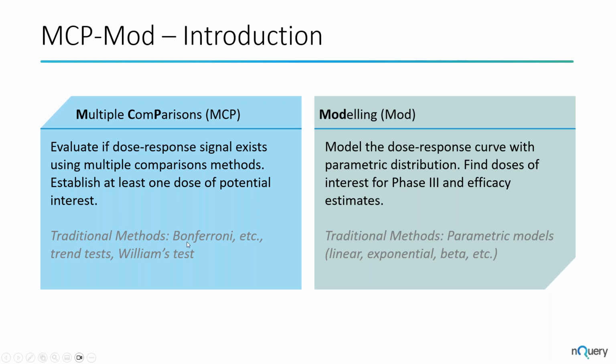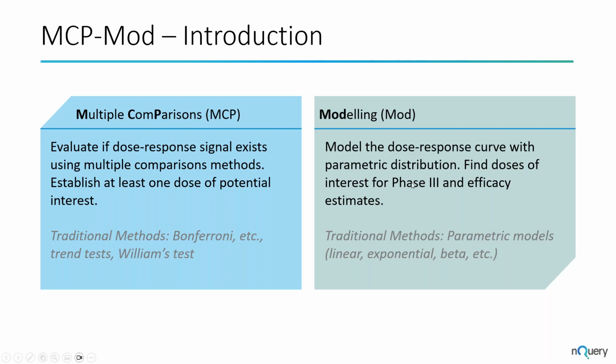Traditional methods include a Bonferroni or similar to account for the multiple comparisons, trend tests, and Williams tests, which looks to find the minimum effective dose, or the MED, and then the MED is the lowest statistically significant dose, which is a clinically significant effect.